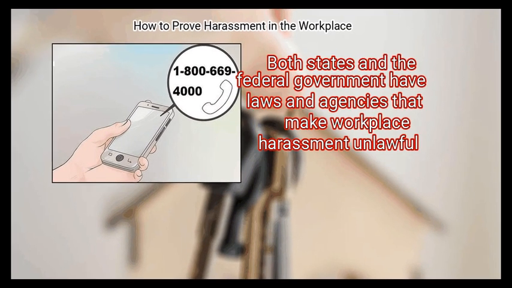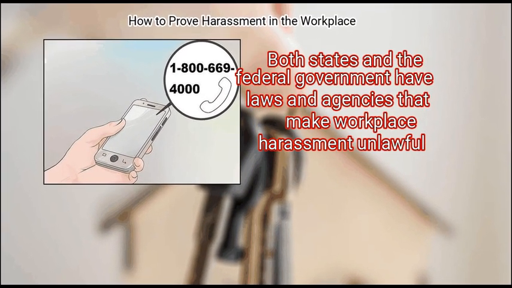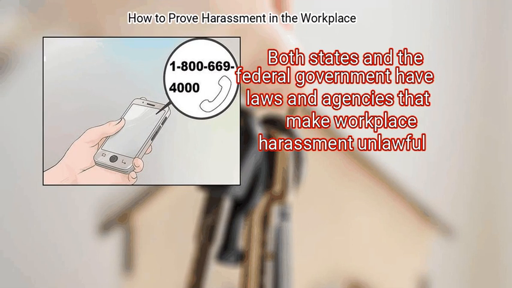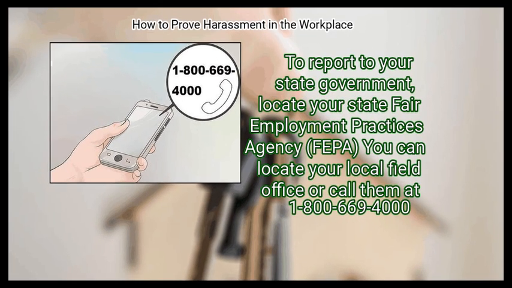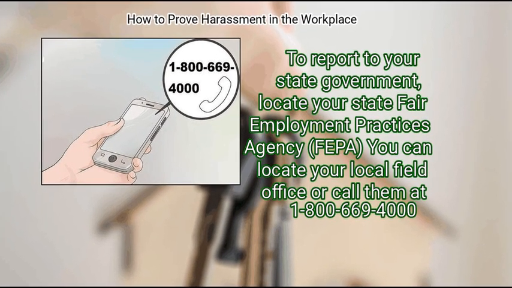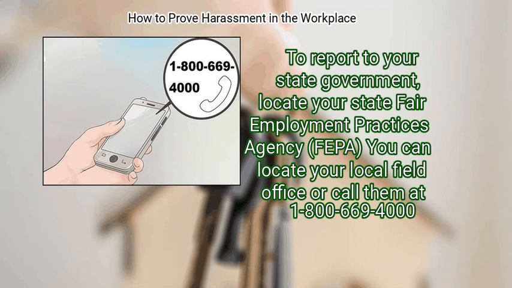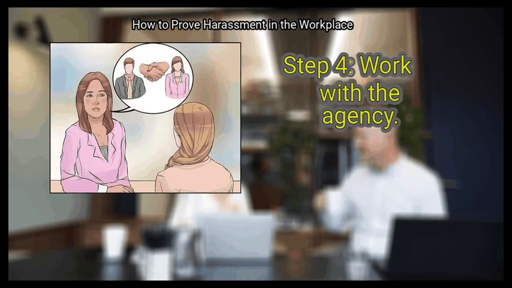Step 3. Complain to the proper agency. Both states and the federal government have laws and agencies that make workplace harassment unlawful. To report to your state government, locate your State Fair Employment Practices Agency, FEPA. You can locate your local field office or call them at 1-800-669-4000.